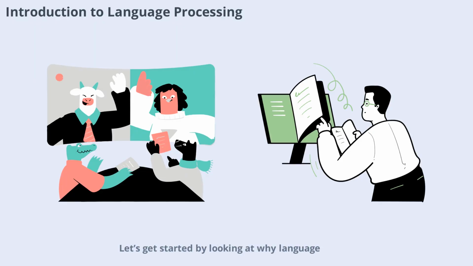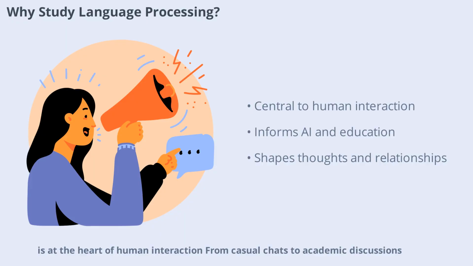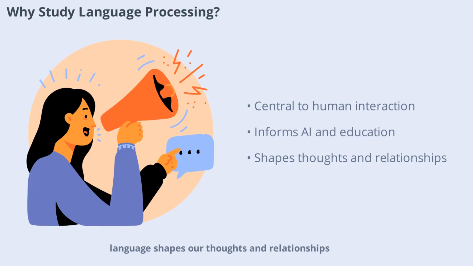Let's get started by looking at why language processing is such a central topic in cognitive science. Understanding language processing is crucial because language is at the heart of human interaction. From casual chats to academic discussions, language shapes our thoughts and relationships. By studying how we process language, scientists can uncover the mental steps involved in listening, reading, speaking, and writing. This knowledge not only advances linguistics but also informs fields like artificial intelligence, education, and speech therapy. As we move forward, keep in mind that each theory we discuss offers a unique perspective on how our minds handle the complexities of language.